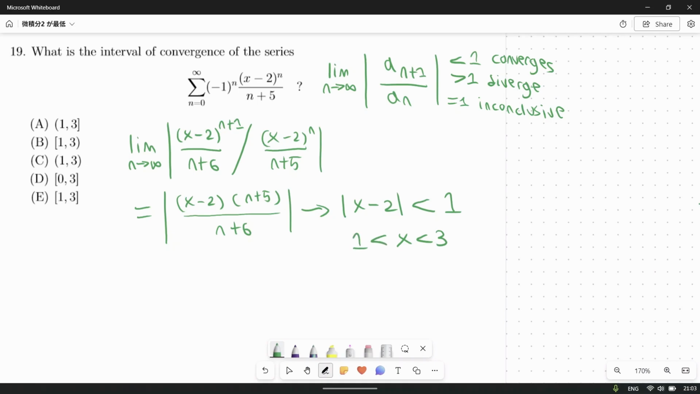Because, and you can see with these numbers, if you plug in 1 back into this inequality, you'll end up with the absolute value of -1, which equals 1, which would be inconclusive. And if you plug in 3, you also end up with 1. And so that's why x has to be between 1 and 3. And so now we have our initial boundaries for our series to see if it converges.